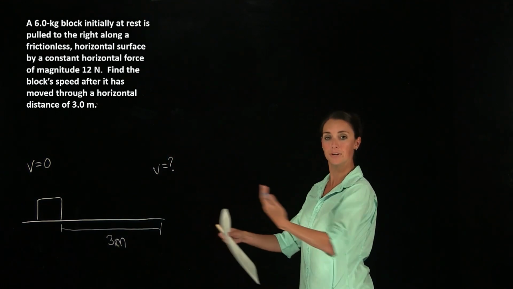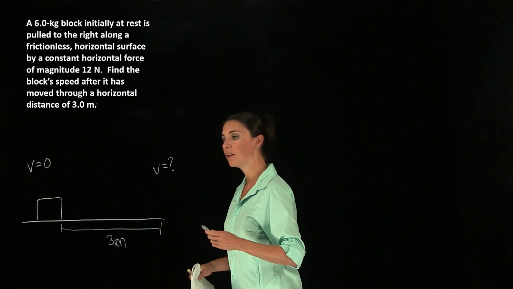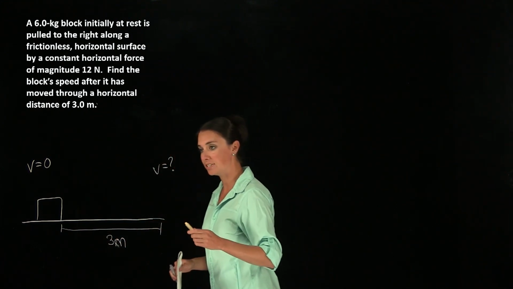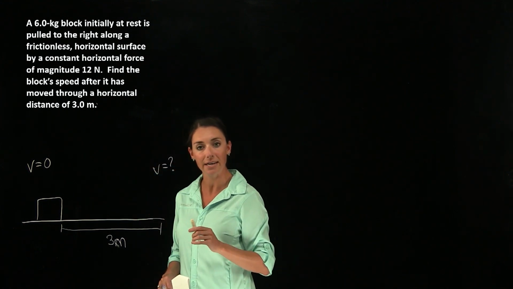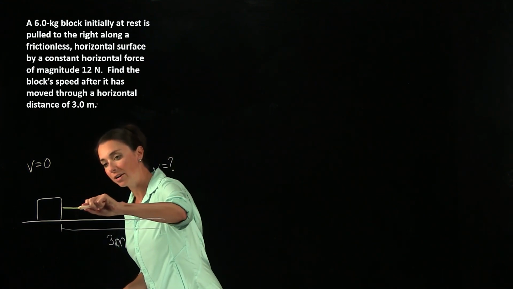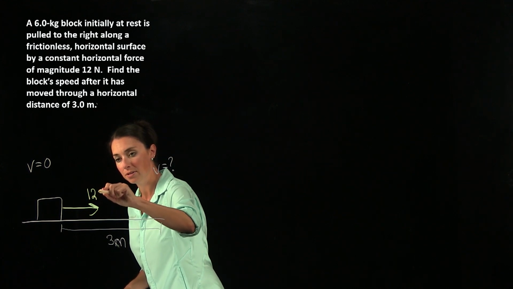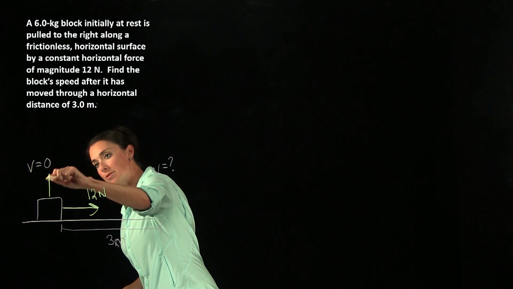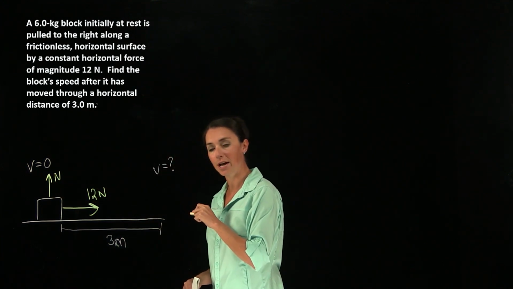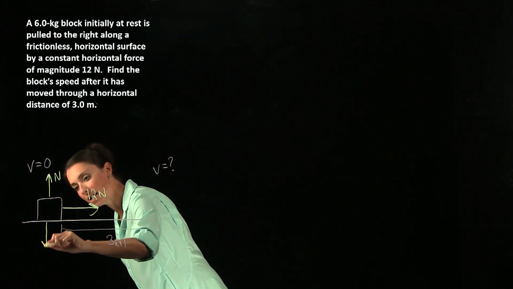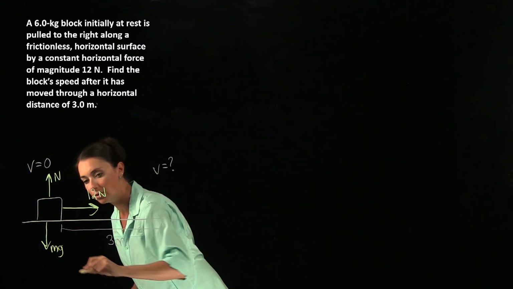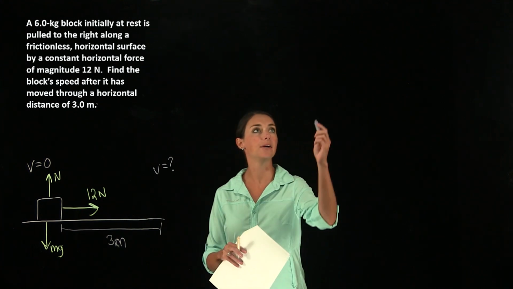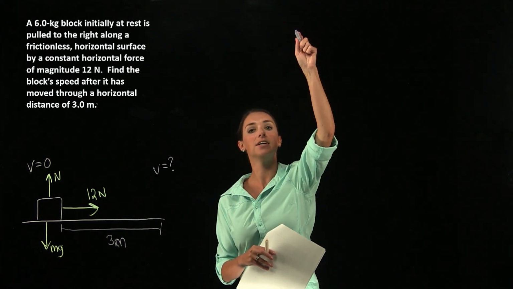Ideally, when you pull something, it's going to start moving. So we're trying to get that speed. Looking at all of the forces in here, I'm going to draw all of the forces acting on my block, like a little free body diagram on top of my picture. We've got our 12 newton applied force going straight to the right. We would have the ground pushing up, so that'd be our normal force going straight up. And then we'd have the weight of the block, mg, going straight down.